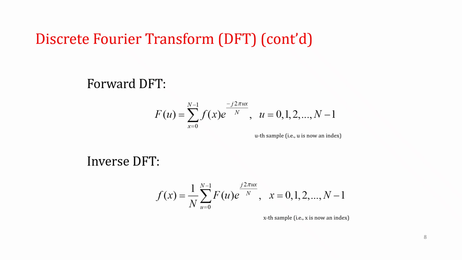for every value. Here e power minus j2 pi is called the kernel. That is, it varies for every term. E power minus j2 pi is nothing but, as Euler's formula says, cos 2 pi minus j sin 2 pi. Same way, inverse DFT involves the original signal being recovered using the transformed value called F of u. Here the kernel will be in a positive way, e power j 2 pi ux by N.